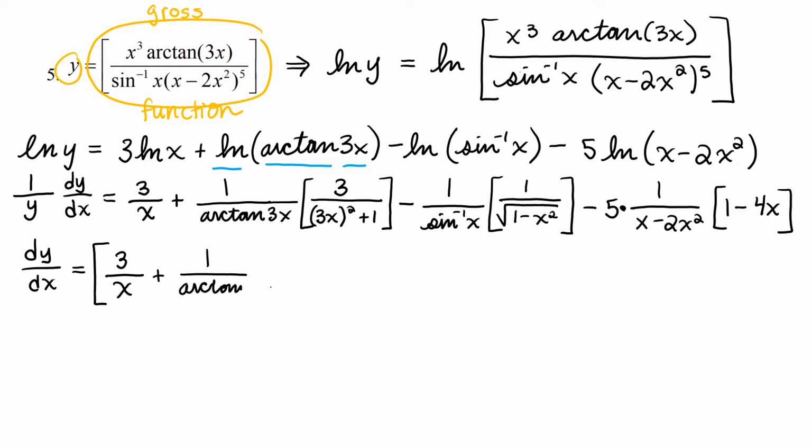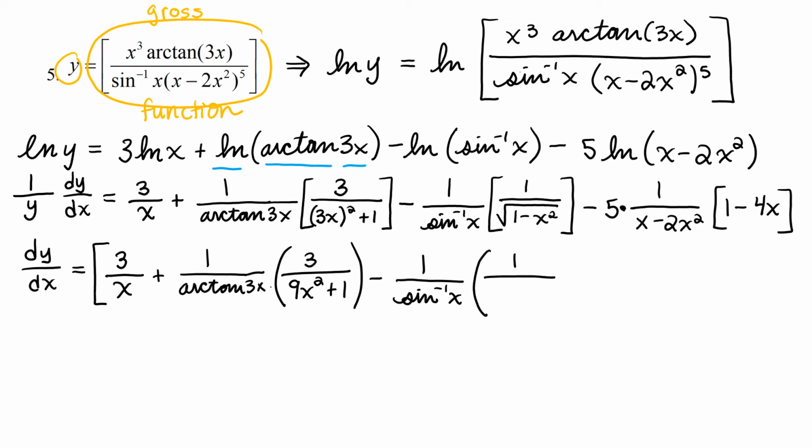I'll just change my brackets to parentheses. And 3x squared will give us 9x squared. And again, this next one doesn't get too much nicer. Just 1 over inverse sine of x. And then changing this to parentheses. So 1 over the square root of 1 minus x squared.